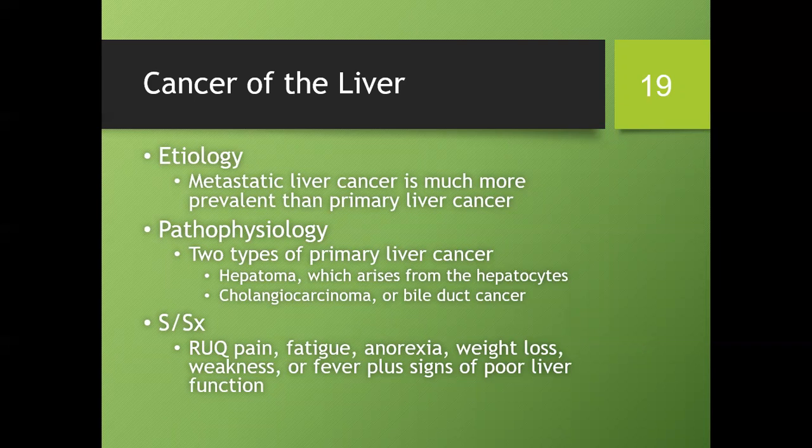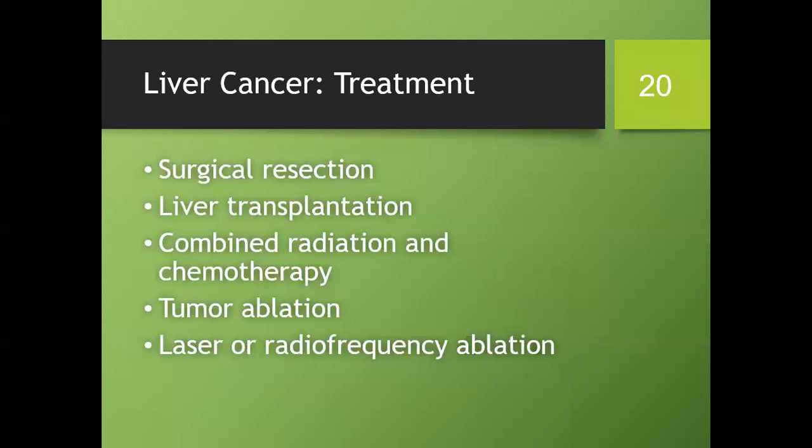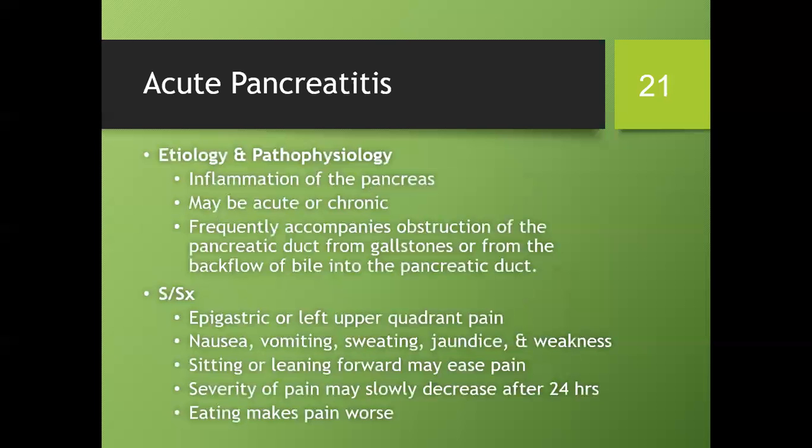Those are the two that actually do originate inside of the liver. Patients that have cancer of the liver usually have right upper quadrant pain. They may feel very tired. They may have a loss of appetite or weight loss. They may be weak. They may have fever. And they also might have the signs of poor liver function. Liver cancer treatment includes a surgical resection of the liver, a liver transplant, radiation and chemo, tumor ablation, or laser or radiofrequency ablation.